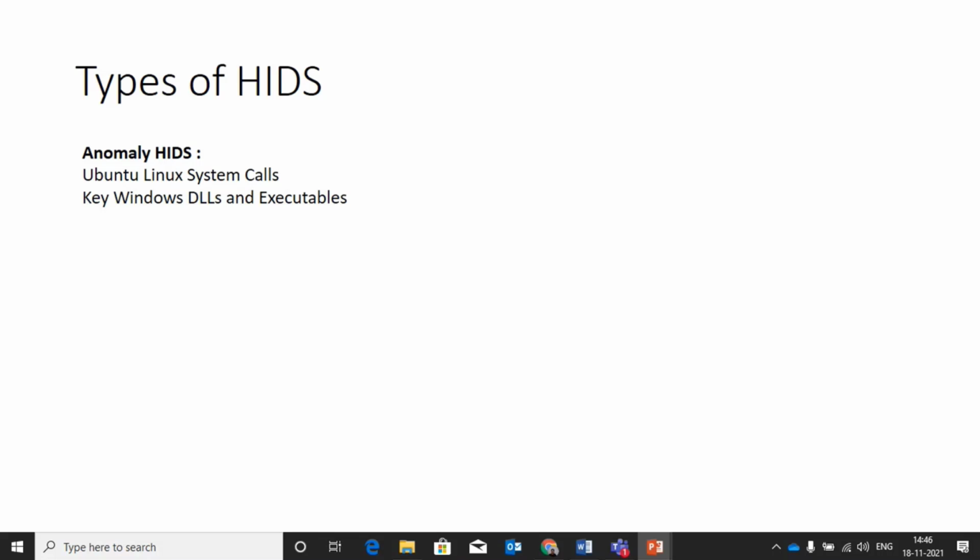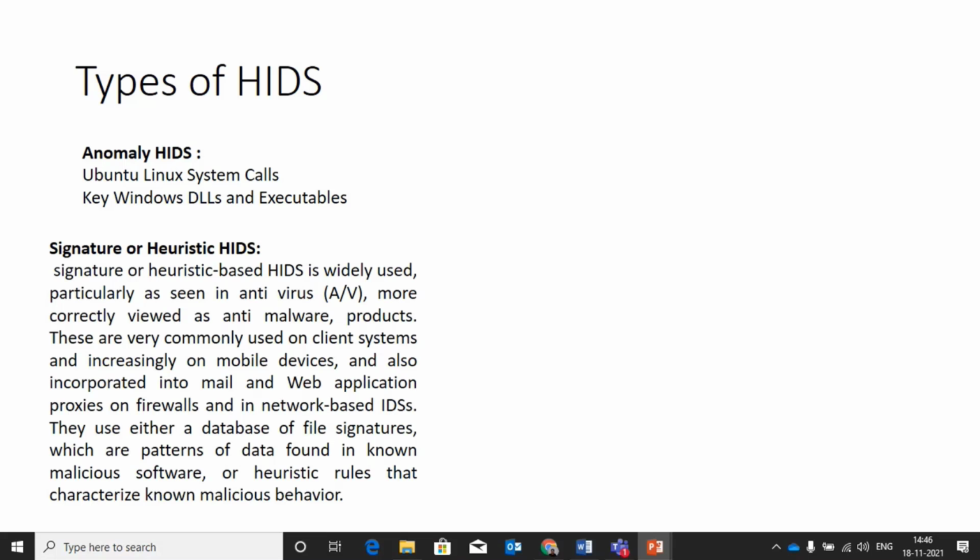If we talk about the approaches used in HIDS, or how HIDS works, HIDS has various approaches, like anomaly detection. The anomaly approach will be useful in a Linux operating system, as I told you earlier, because it's a host-based intrusion detection system. If you are running a server with a Linux operating system, then this approach works very well. You can trace all the system calls, and you can figure things out. In Windows, you can verify the DLLs and executable files. That is also fine. Another approach is signature based.